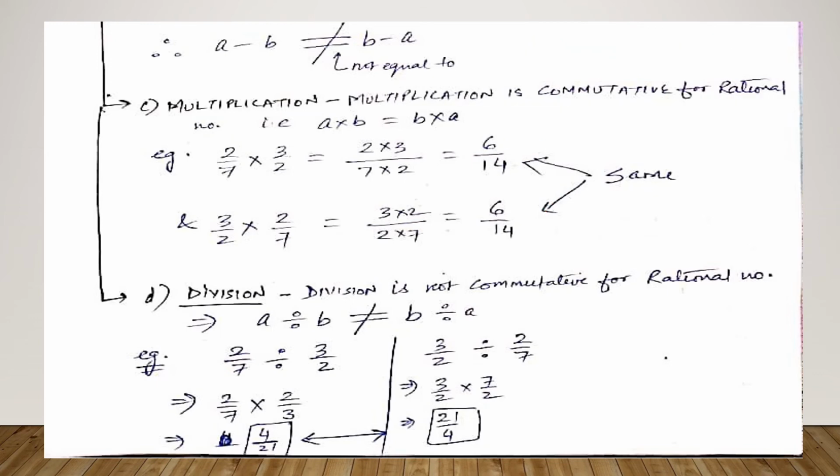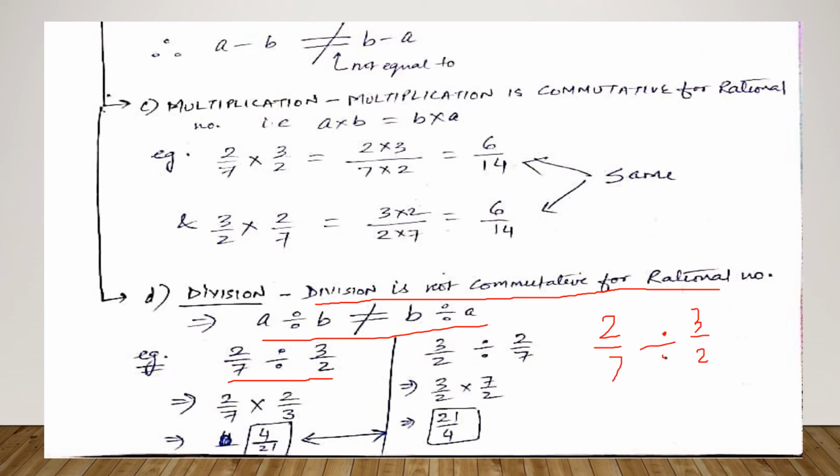Okay. Division. We have seen division is not commutative for rational numbers. Why so? Let's see. Here also order is important. So if you have 2 upon 7 divided by 3 upon 2, let's see. What to do? This will remain the same, 2 upon 7. This becomes multiply and this becomes the reciprocal, that is 2 upon 3. So what is the answer? 2 twos are 4, 7 threes are 21. So this is the first answer.